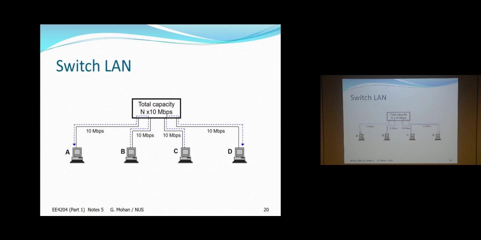So note that in the example we have used the same four hosts. In the first one we used the bus to connect. In the second one we use a hub to connect. Now we use a switch to connect all the four. Okay? So what makes the difference here? Now you can see that there can be more than one simultaneous transmission happening here.